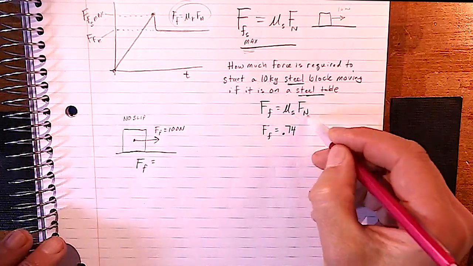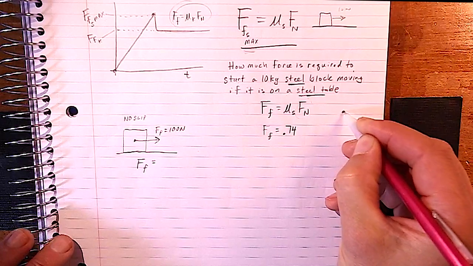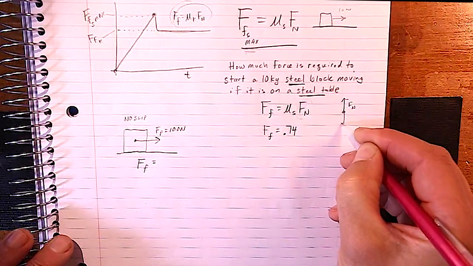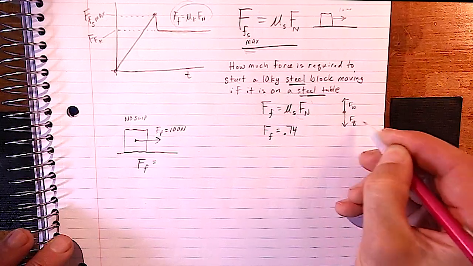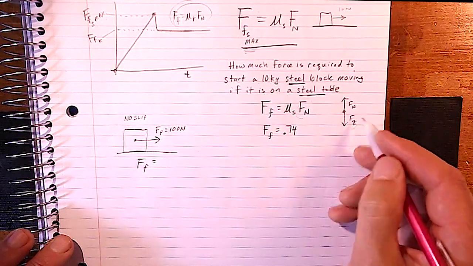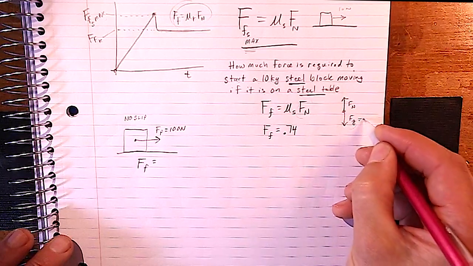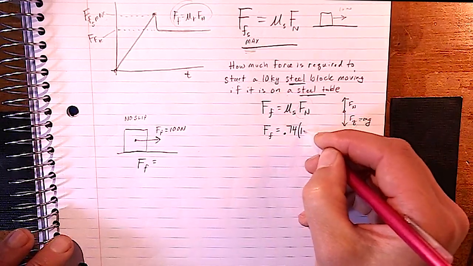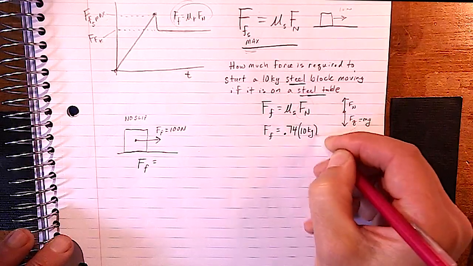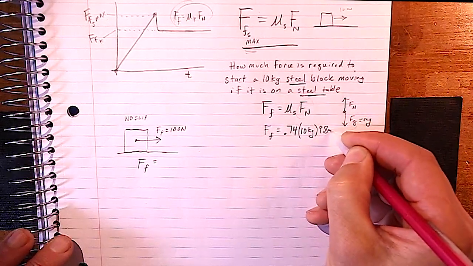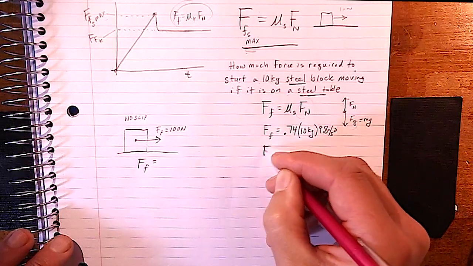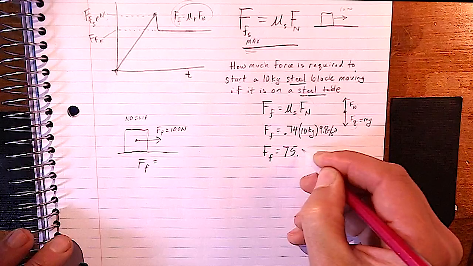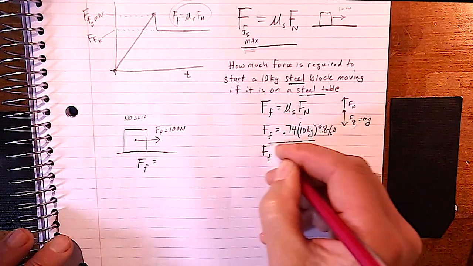Now, what's the force normal equal to? Well, for a block sitting on a flat table, the force normal is equal to the force of gravity, the weight. And what's weight equal to? It's equal to mg. So we can put in mass, 10 kilograms. We're on Earth, 9.8 meters per second squared. And the force of friction is equal to 75.5 newtons.